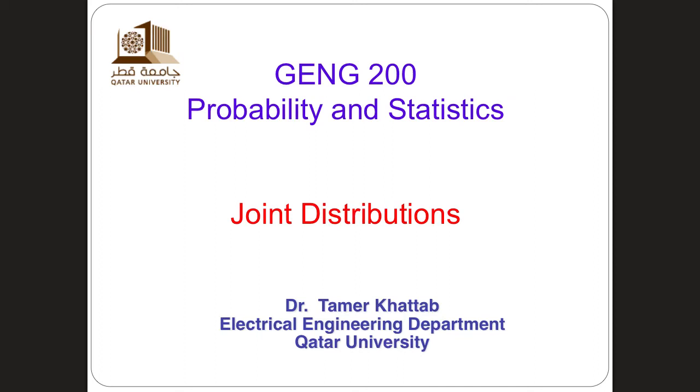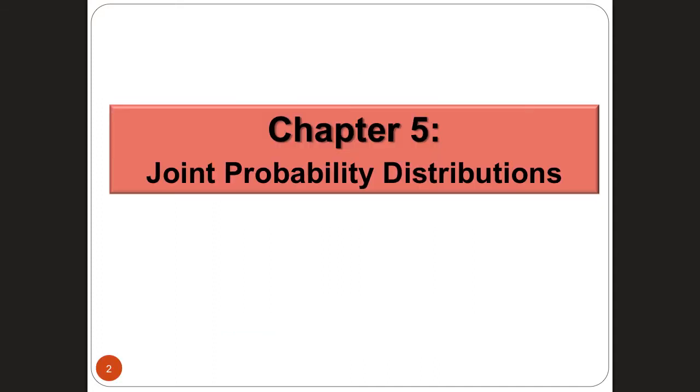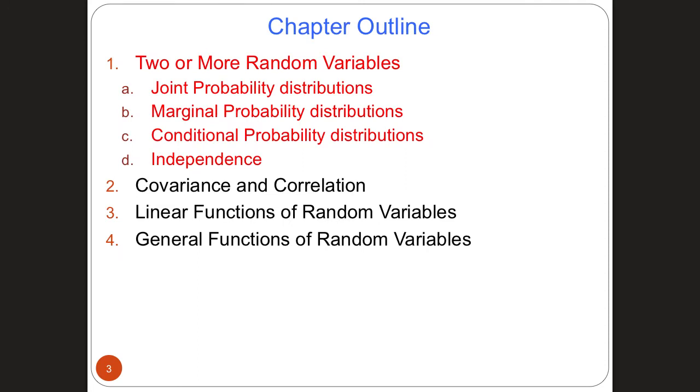So today's lecture is going to discuss the joint distribution. If you want to look this up in your book, it should be in chapter 6. This is where we discuss two sets of topics. The first set of topics, which is shown by number 1 here, with all the subcategories A, B, C, and D, discusses how to deal with more than one random variable.